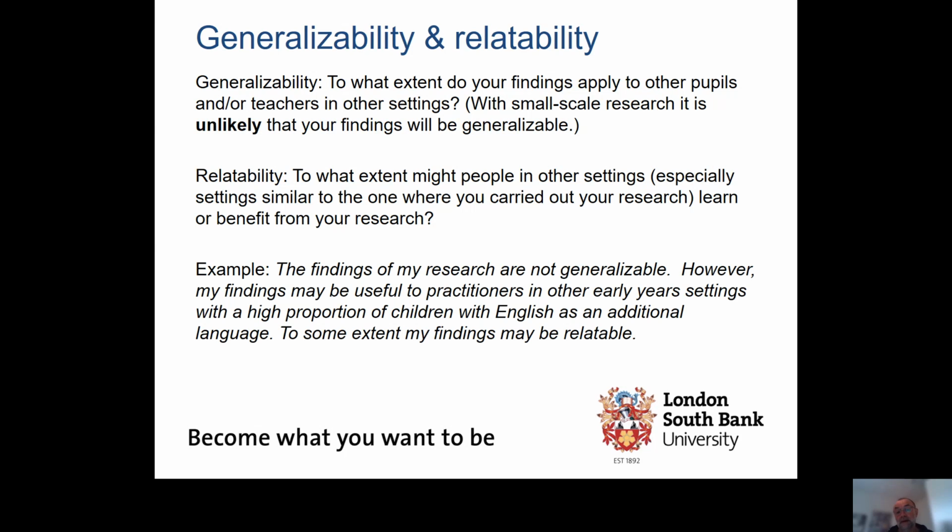So, how would you write about that? Well, here's an example in italics. Obviously, you're not going to use italics. I'm just putting that as an example of how you might write about this in your dissertation. The findings of my research are not generalizable. However, my findings may be useful to practitioners in other early years settings with a high proportion of children with English as an additional language. To some extent, my findings may be relatable. Okay, so that last bit is just an example of the type of language that you might use in your discussion section when writing about generalizability and relatability.